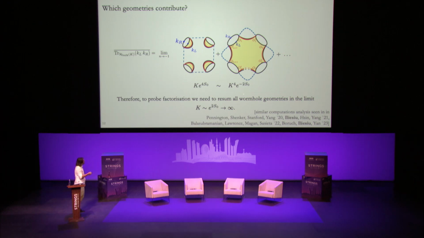So to prove factorization, we need to resum all wormhole geometries in a double scaling limit. In the scaling limit where the number of states in the Hilbert space scales with e to the 1 over G Newton, or with e to the S naught, and in the limit in which we take all these parameters to be large.